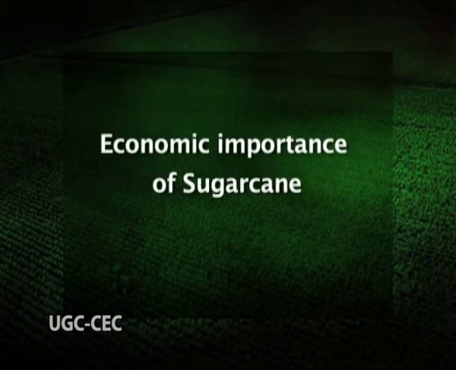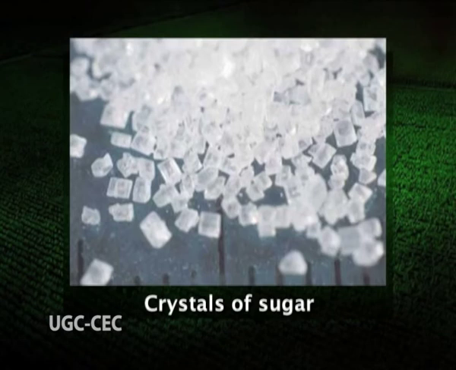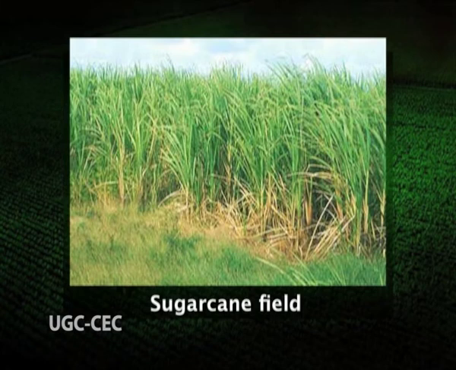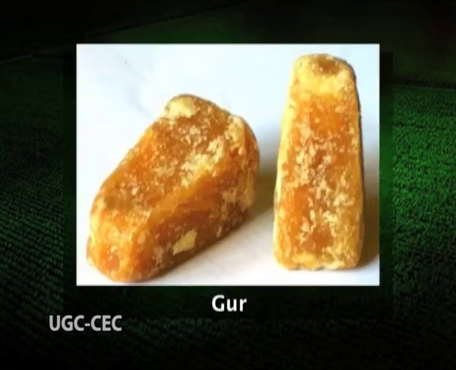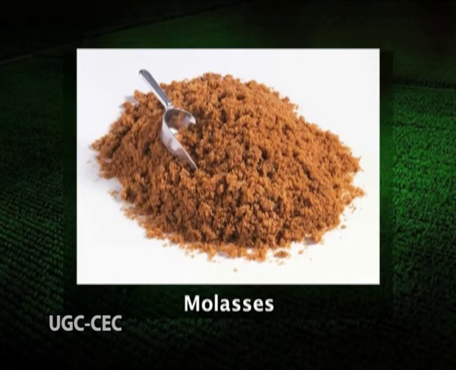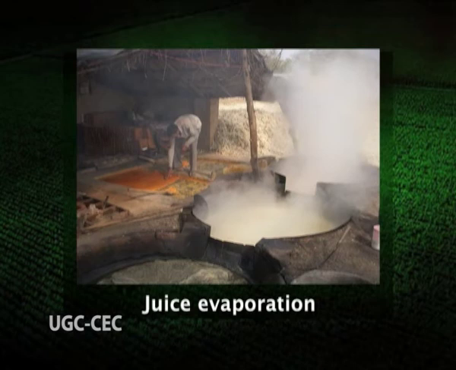Economic importance of sugarcane. Sugarcane is globally an important source of commercial sugar, accounting for nearly 70% of the world's sugar production. Sugarcane is an established agricultural field crop with a long history of safe use. Sugarcane is the most important cash crop of our country, from which sugar sucrose is produced in the factory. Sugar, gur or molasses are also prepared from sugarcane juice by evaporation of water contents.